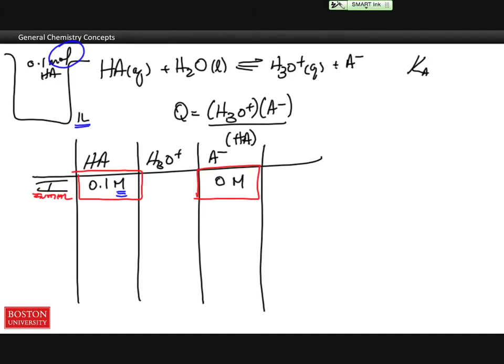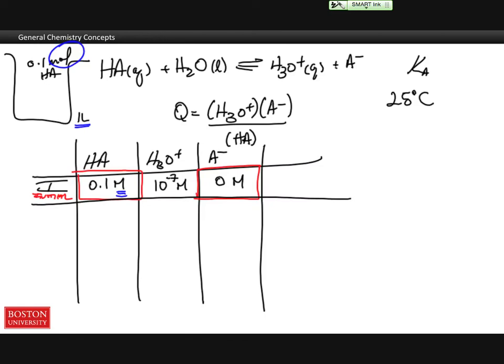So the last question in the initial row of the ICE table is the initial concentration of hydronium. If we assume that all of this is happening at 25 Celsius, that initial concentration of hydronium is 10 to the minus 7 molar. The reason we keep this is because there will be problems down the line where we will not be able to neglect the autoionization of water, and so this will help us.